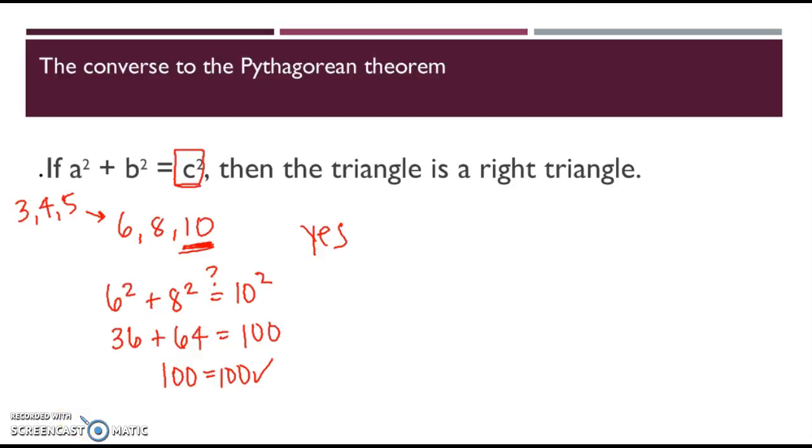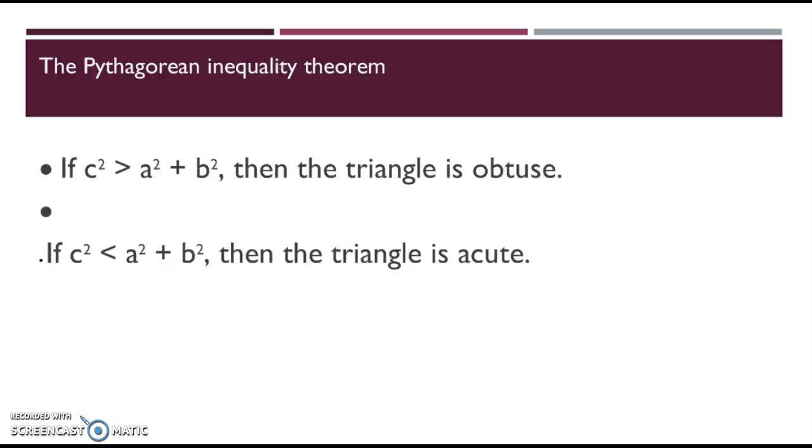Now, if I plug something in and it's not equal to c squared, it means it's not a right triangle. Well, my only other options would be an acute triangle or an obtuse triangle. So we have the Pythagorean inequality theorem. And that says that if c squared is bigger, when I plug everything in, then it's obtuse, right? And remember, obtuse means bigger than 90. So if we have a big c squared, we have a big angle, and it's obtuse.